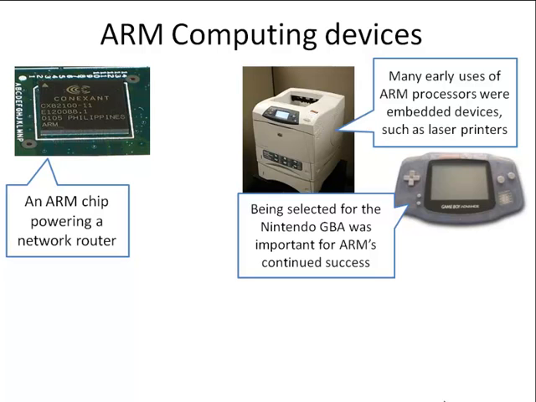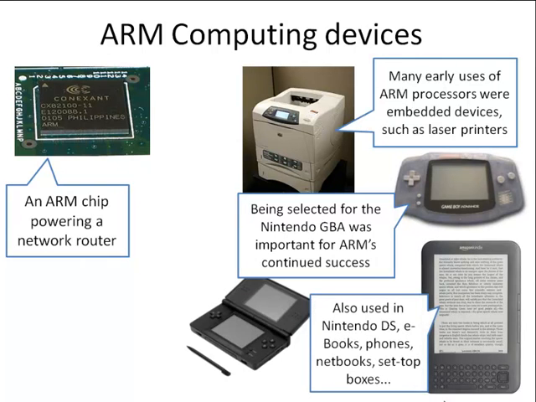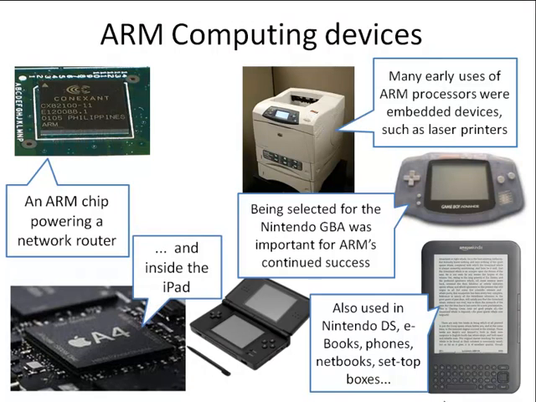But over time, it became adopted increasingly for a wider range of computing devices. Some years ago, it was adopted for the Nintendo Game Boy Advance, and that was an important design win, I think, for ARM and for its continued success. Since then, it's been used in Nintendo DS, in e-books, and a lot in mobile phones, especially smartphones. It's used in netbooks, set-top boxes, the Kindle, as shown here, and is also the chip that powers the iPad.